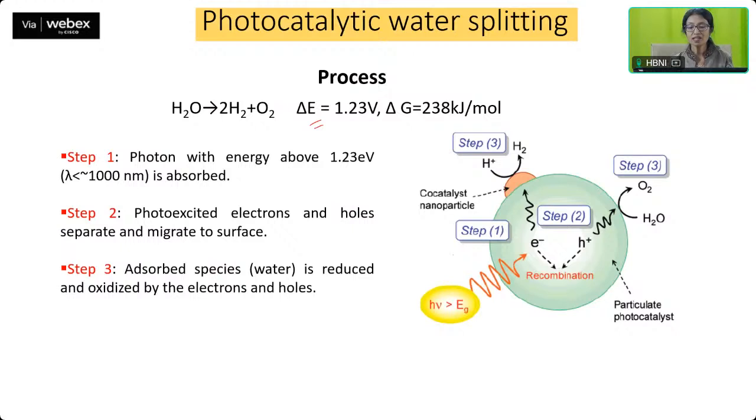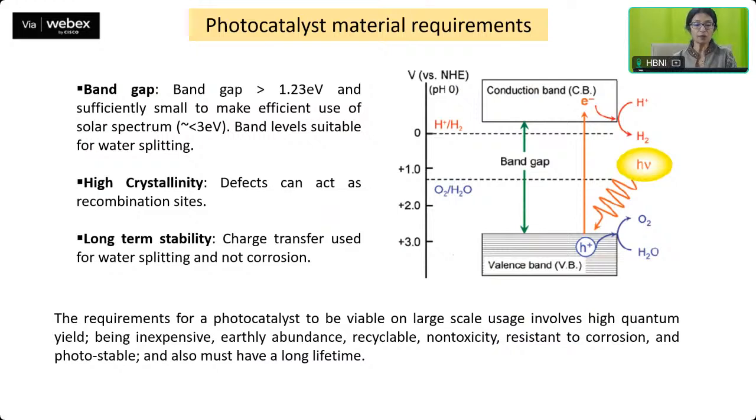So step 1 in this case is going to be what? A photon with energy above 1.23 electron volt has to be absorbed by the photocatalyst material. Then the photoexcited electrons and holes will separate and migrate to the surface. Then the adsorbed species, which is water, is reduced and oxidized by the electrons and holes respectively. So this is how the photocatalytic water splitting reactions occur.